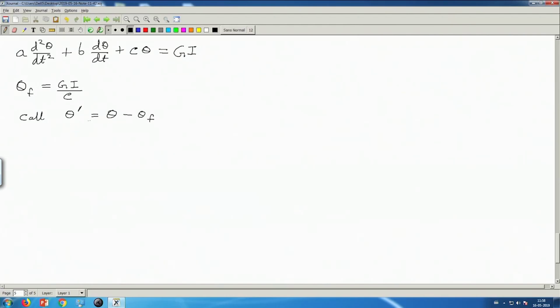Okay. So, then let us take a derivative. We can write d theta prime by dt, this will be equal to d theta by dt. Okay. So, we are redefining a new variable, and then the double derivative of it will be same as this. Okay. And therefore, now let us put these values in this equation.